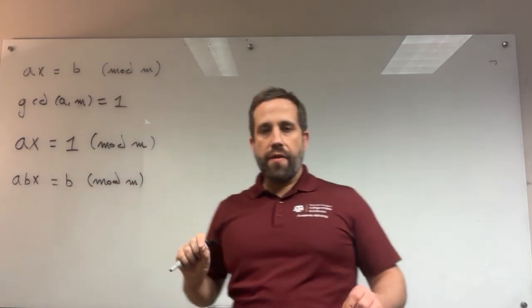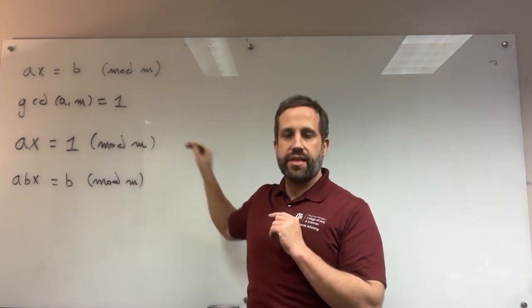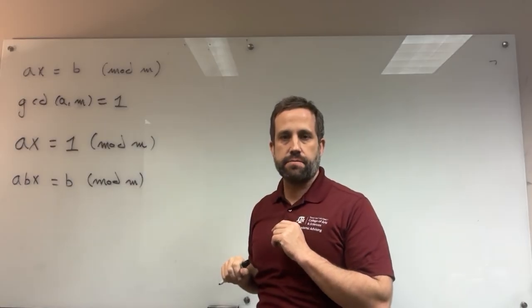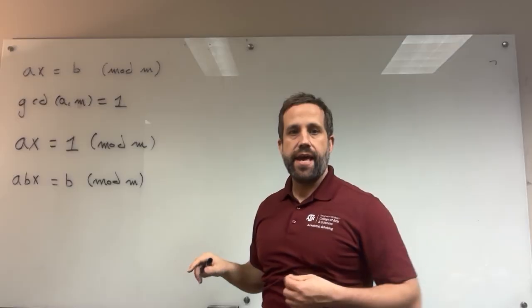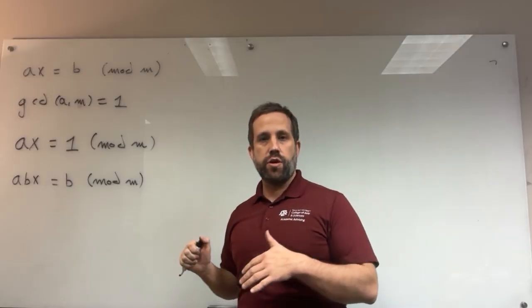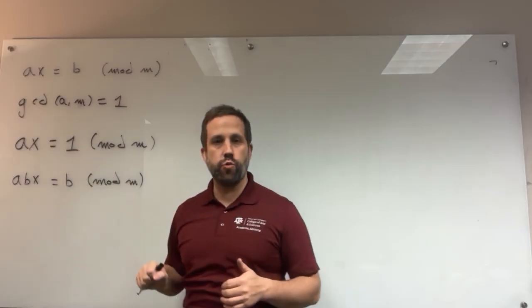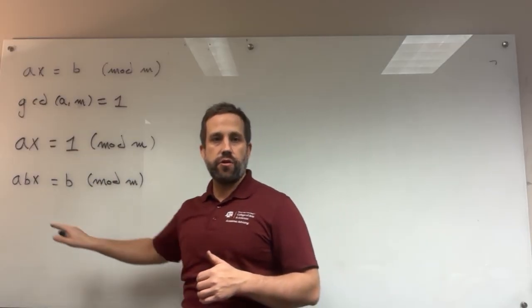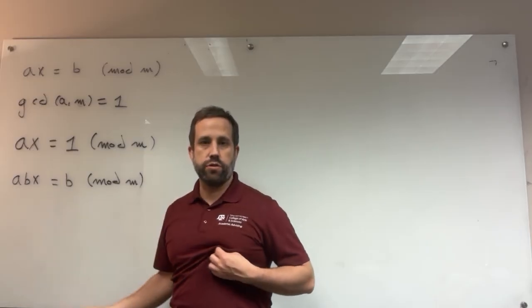Okay, now what this says is that if we have a congruence like this and we multiply both sides of the congruence by a number, then we get the same congruence. So in other words, if the remainder that you get from AX after you divide by M is equal to 1, then the remainder that you get after dividing ABX by M is going to be equal to B.